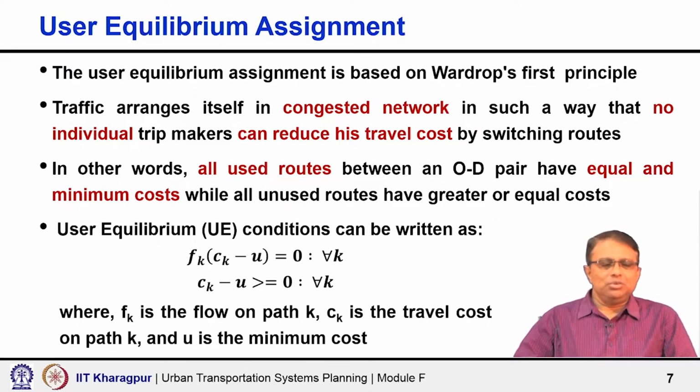Now, the user equilibrium assignment is basically based on the first principle of Wardrop. It is named after the researcher Wardrop, so we call it Wardrop's first principle. The other box that I have shown, I am not discussing right now; the system optimal is based on Wardrop's second principle. So, what does Wardrop's first principle say?